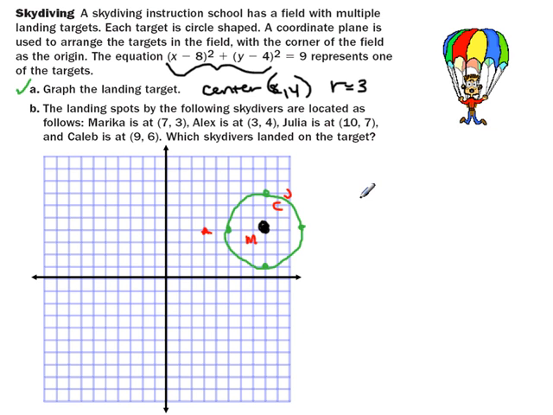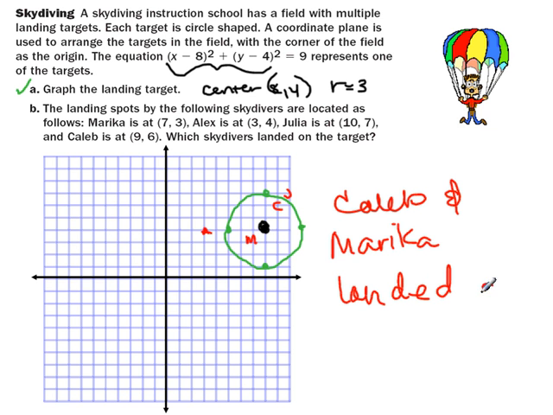And Caleb is at (9, 6). So looking at this, which skydivers landed on target? There's only 2 of them that appeared to have landed on target, which would be Caleb and Marika. We can say Caleb and Marika landed on target, because Alex is outside of this, and so is Julia. We can talk about more precise ways other than just estimating if they landed on target or not in class.